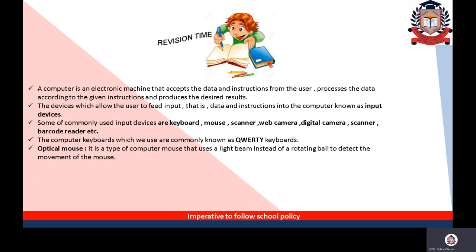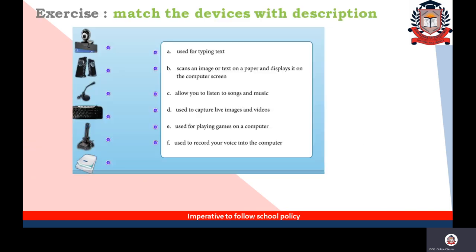Optical mouse. Okay, what is an optical mouse? It is a type of computer mouse which uses a light beam instead of a rotating ball to detect the movement of the mouse. How many types of mouse are available now? Mechanical mouse and optical mouse. Mechanical mouse we are not using because it is not durable as compared to the optical mouse. That is why we are not using mechanical mouse. Correct? Okay, very good. All of you remember the main points of today's session, right? So let's go through the exercises.